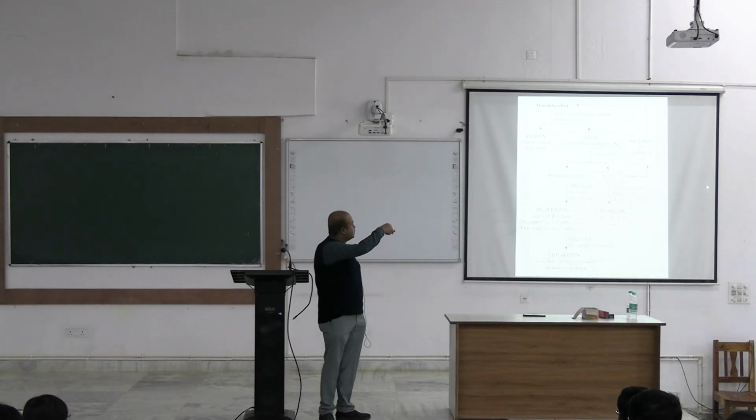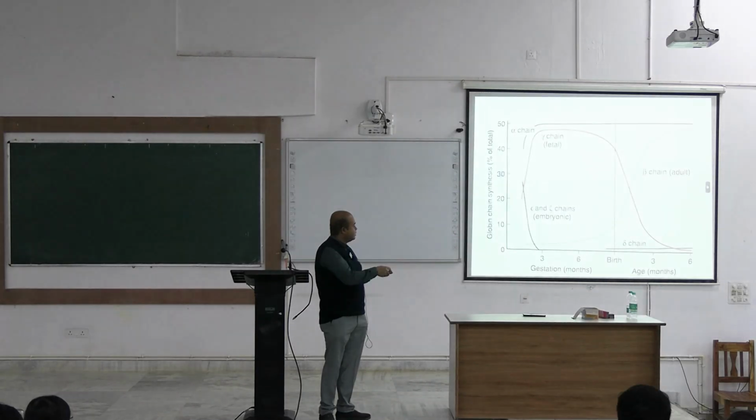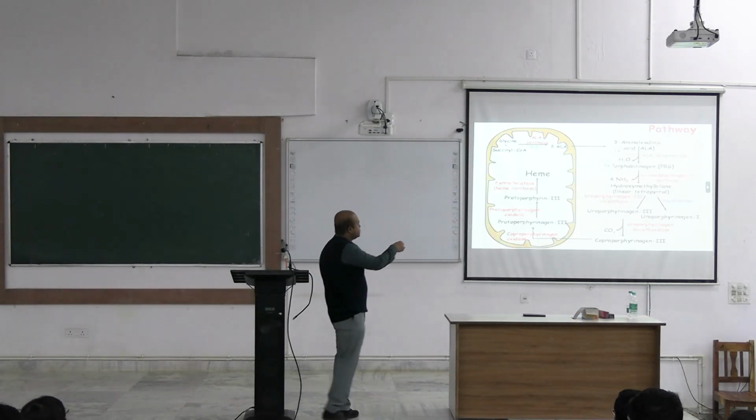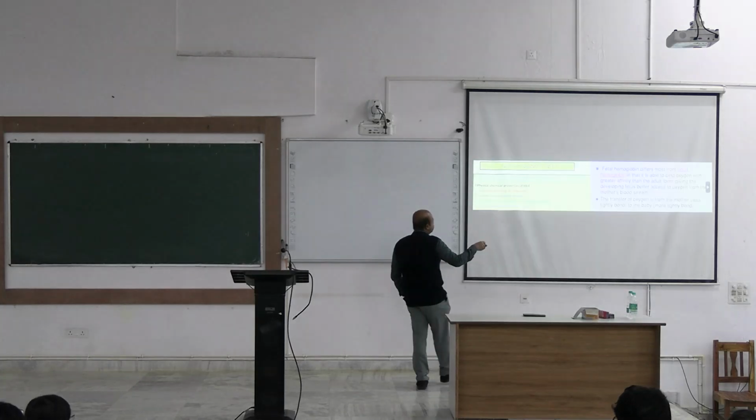Again, what I just mentioned is that around the 5th month of age it gradually becomes 99%. After 6 months, 99% is adult hemoglobin, alpha 2 beta 2. So that is what is written. From the 4th month, about the 4th month, it is 90%.